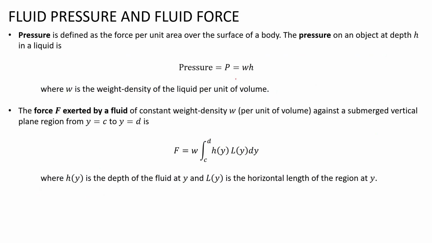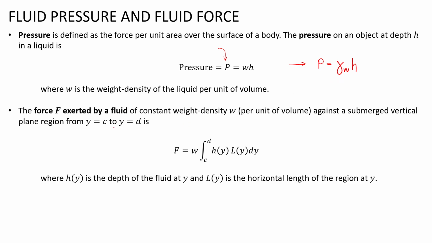So let's go to the fluid pressure and fluid force. So the water pressure is determined by wh, w being the density of the liquid. So most likely what you will encounter later on is the density of water. So in other terms or other formula, the pressure is equal to gamma water times the height.